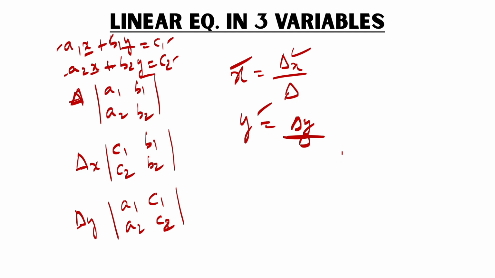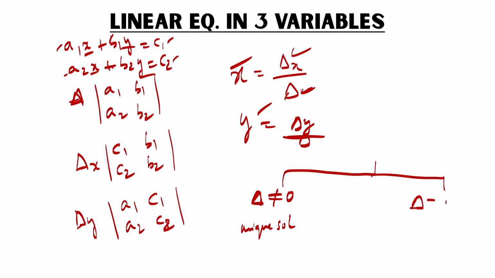And here also we have the unique solution, no solution, and infinitely many solutions conditions. If det is not equal to 0, if the denominator is not equal to 0 in this case, then we will have a unique solution. So if det is equal to 0, we have two cases. The first case is if det of x is not equal to 0 and det of y is also not equal to 0, in this case we will have no solution.